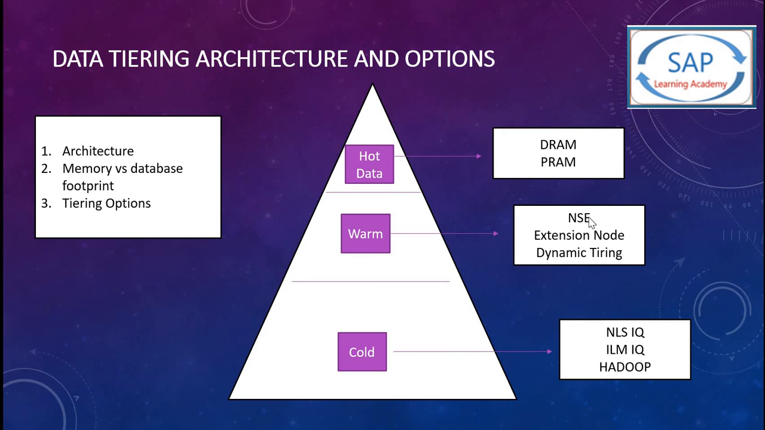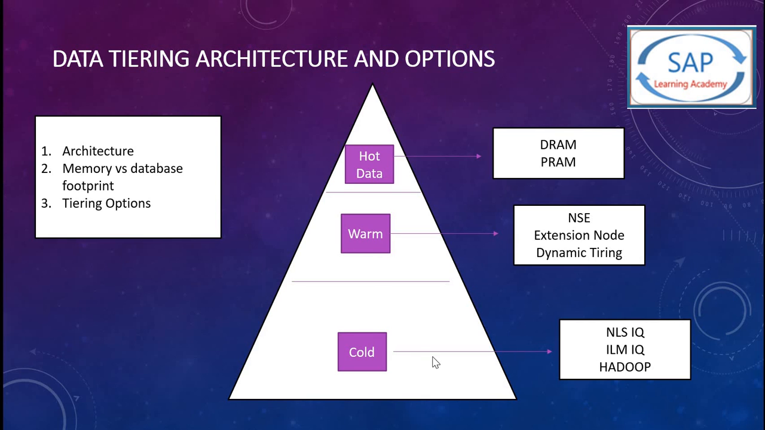But then came NSE, a new concept in SAP BW for HANA. It is the native storage extension. Here some more features are added compared to the extension node, so that we can keep some cache memory in these technologies and keep the main data in the disk storage. So there is good compatibility between SAP HANA and the disk storage.